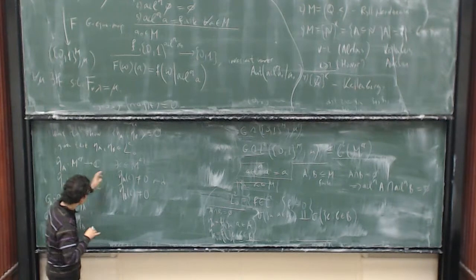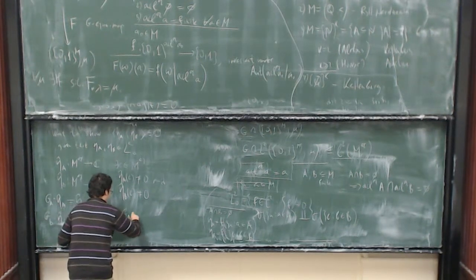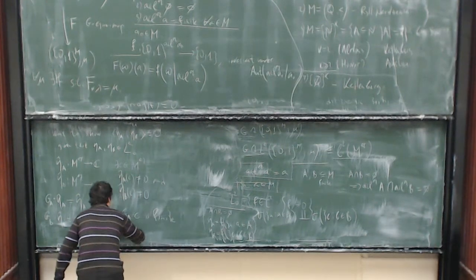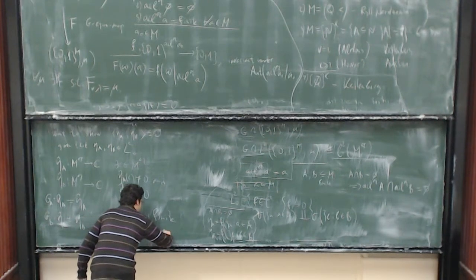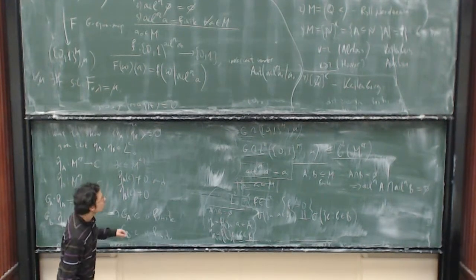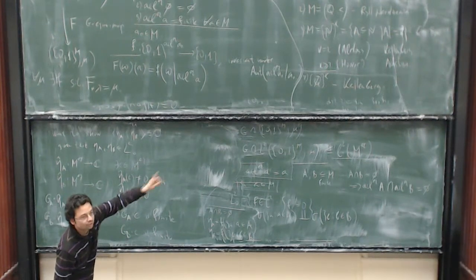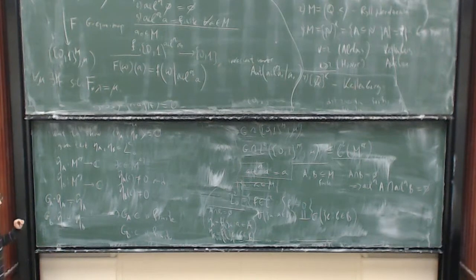Okay, so the conclusion here is that G·A·C is finite. And we also have the same conclusion for B: G·B·C is finite. But this is no good, because we assumed somewhere that the algebraic closures of A and B do not intersect. So this finishes this proof.